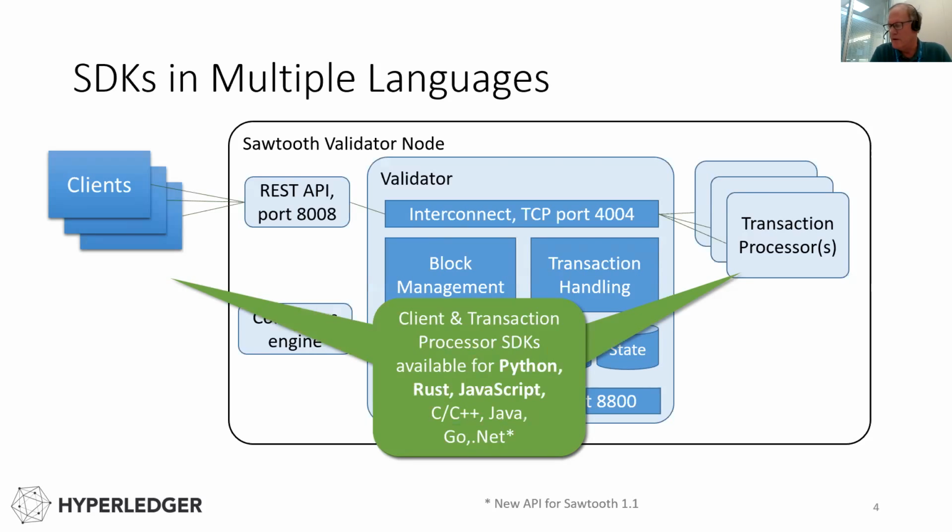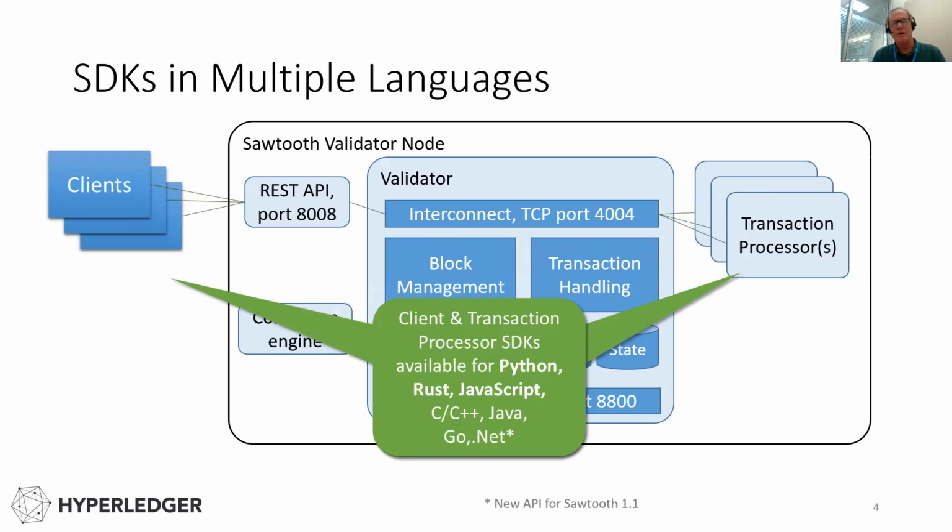SDKs in Sawtooth are available in multiple languages, so you could have a choice of what language you want to use. SDKs are available in Python, Rust, JavaScript, C, C++, Java, Go, and .NET. And they're available for the client and the transaction processor. The client is what creates and sends transactions to a node. The validator node processes the transaction using the transaction processor and then writes it to a state.